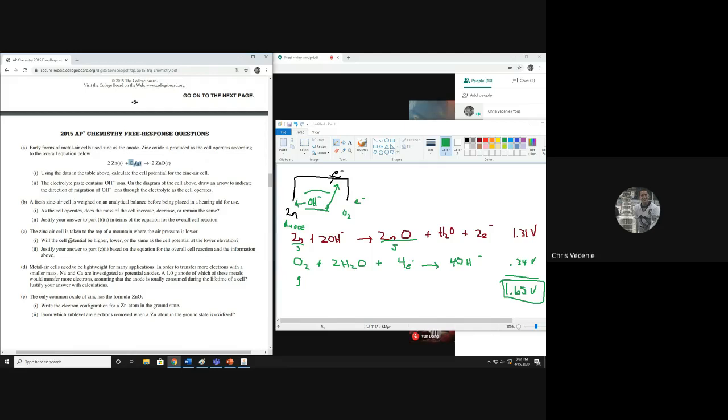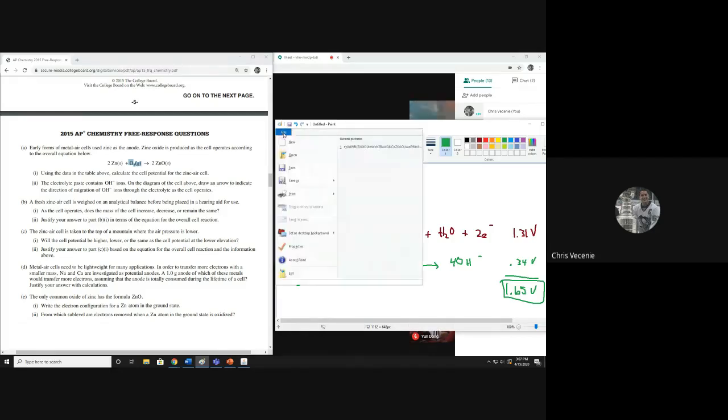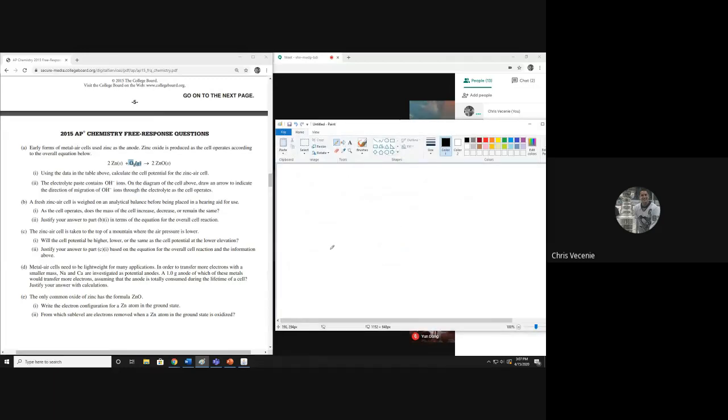At the higher altitude, there is less O2, which causes a shift left in the reaction. And one more time, cell potential will be lower because at the higher altitude, there's less oxygen, which causes a shift left in the reaction.